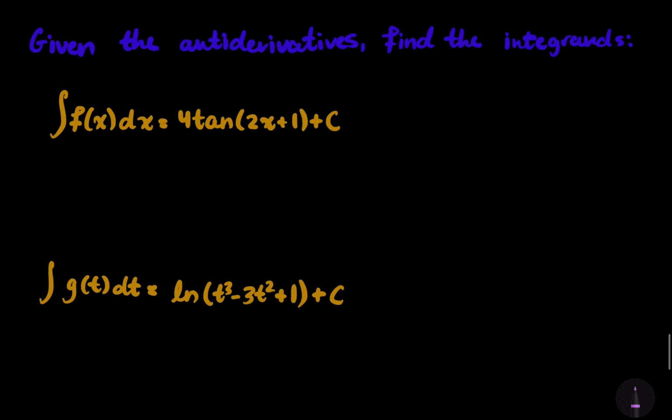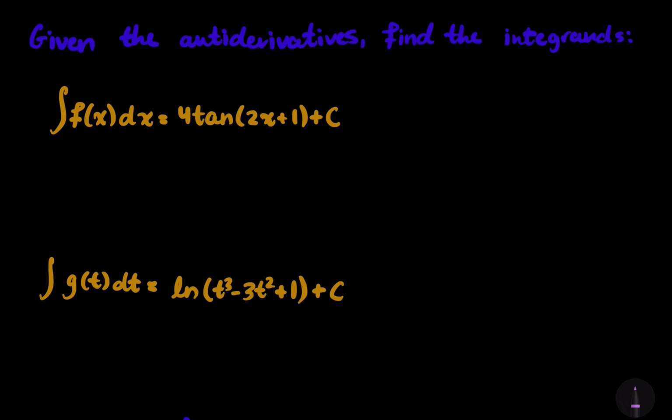Given the antiderivatives, find the integrands. Here we're given the indefinite integral of lowercase f of x dx, and that's equal to 4 tangent of 2x plus 1 plus c. As a little review, we add this plus c as the constant of integration because when we differentiate this function, that plus c will disappear, and we will be left with the derivative of the antiderivative. So we'll essentially be left with this integrand right over here. And actually, that is the process of finding the integrand.